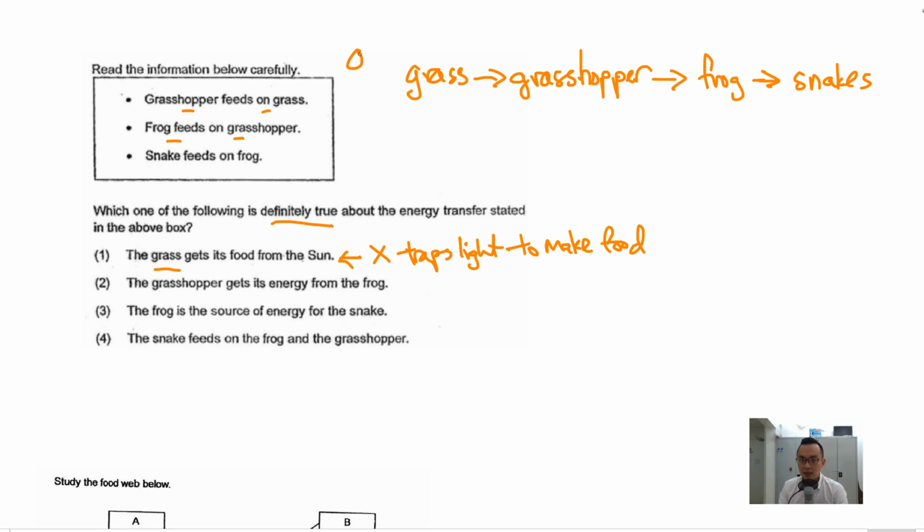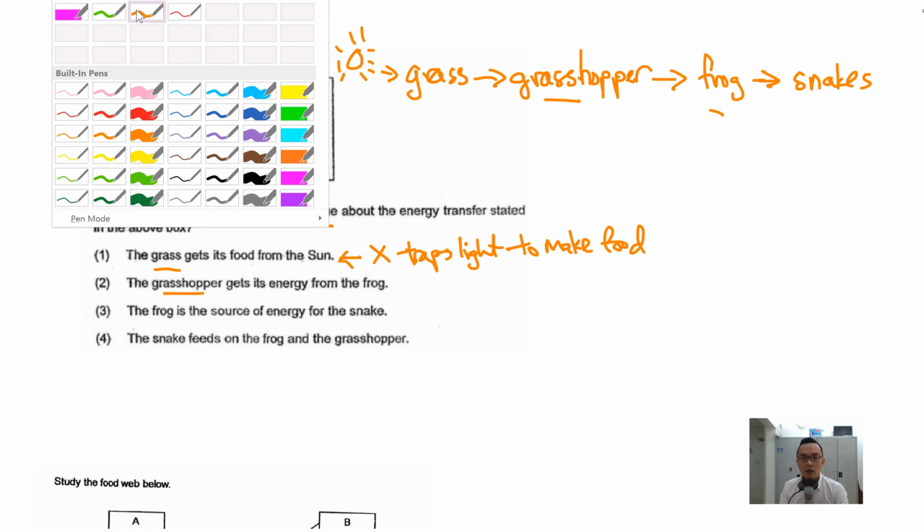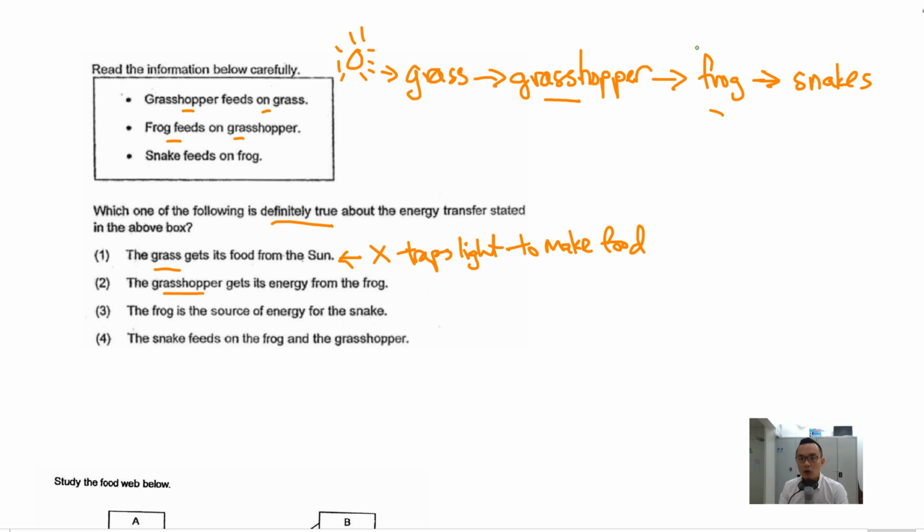Alright, the sun does not give it food. The grass uses chlorophyll to turn light into food. So let's look at the second line. The grasshopper gets its energy from the frog. So that again is not correct because the frog is the eater of the grasshopper.